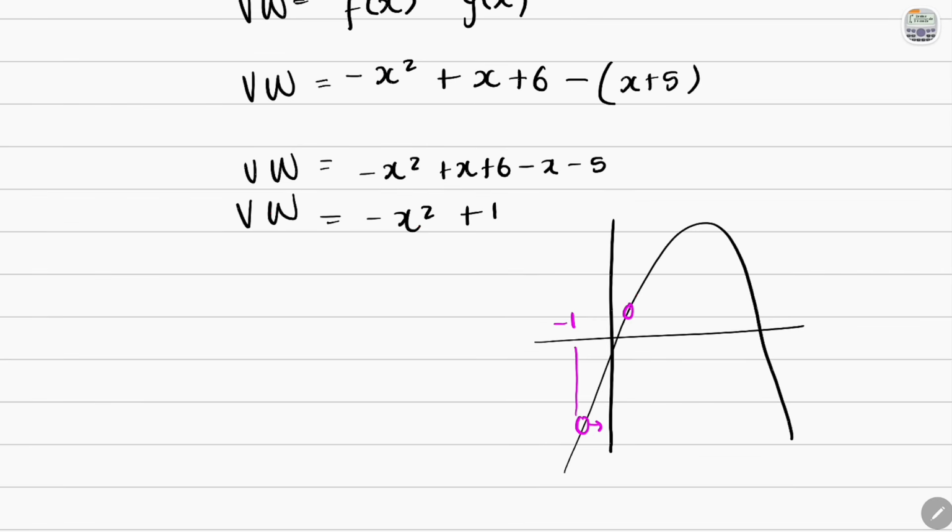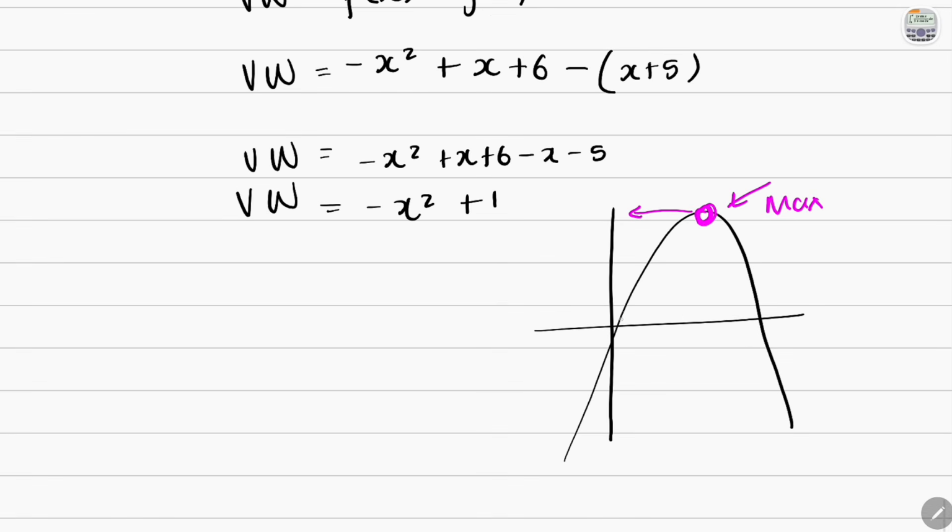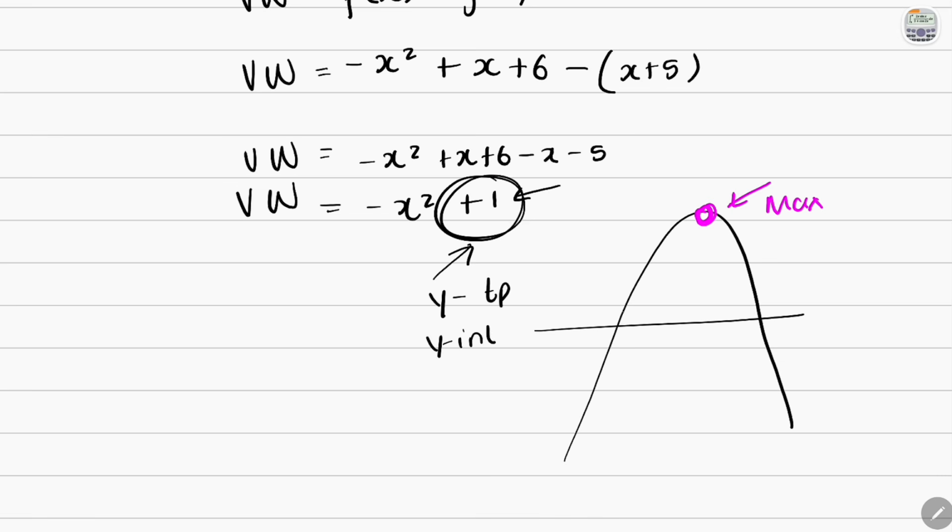So what we're trying to find is that maximum length. Because this is the graph that describes the length of VW all through, we have to find out what exactly this y value is at the maximum, because this is the highest that this parabola would ever reach. So let's go ahead and find the y value of this maximum point over here. This is already in a very simple form. You can see that we have negative x squared plus 1. In grade 10, this is what the equation of a parabola would look like, where this 1 stands for the y value of your turning point and also your y-intercept.